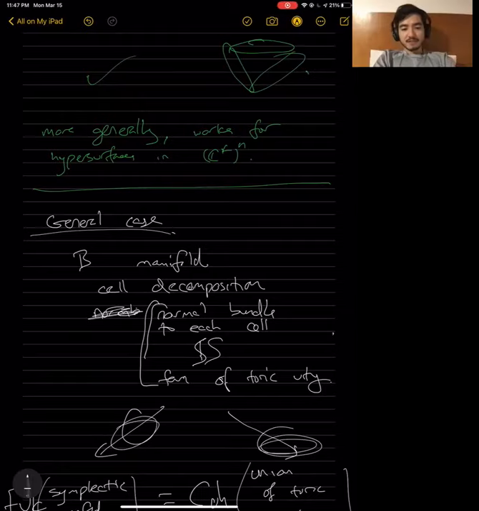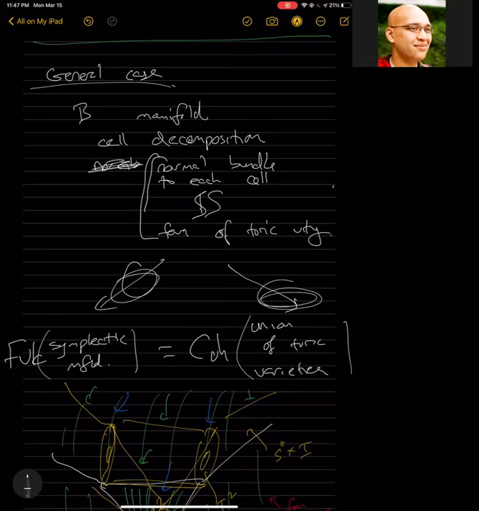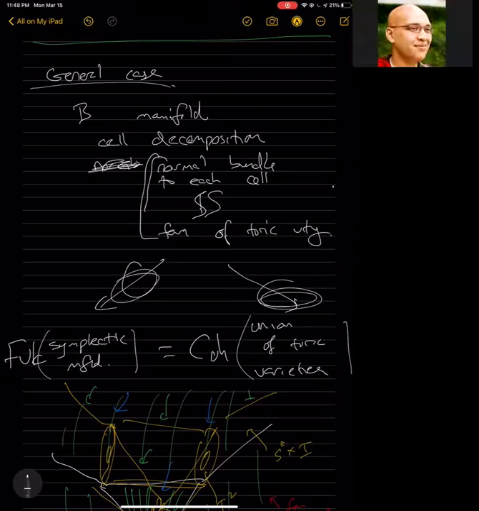Does this B sit inside of your symplectic manifold somehow? B sits inside. I'm always confused about this. I don't think that's true. No, I mean, B is supposed to be the base of a fibration to the manifold.